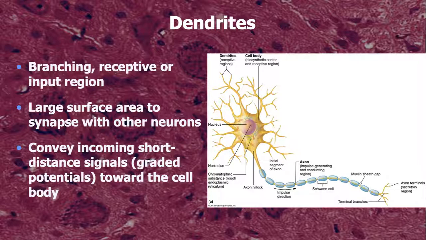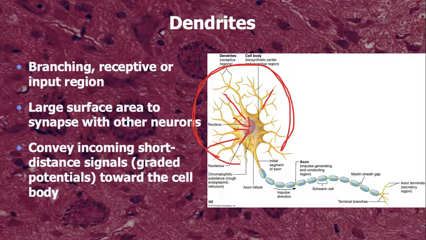Dendrites are highly branching. They're going to be these yellow guys over here on this side of the cell, all those extensions. Their job is to receive information. So they're the receptive or input region. They're getting information in, and they are going to send that information to the cell body. They have a very large surface area, and the reason is so they can synapse with lots of other neurons. So they're picking up signals from all over the place. They're like big ears.